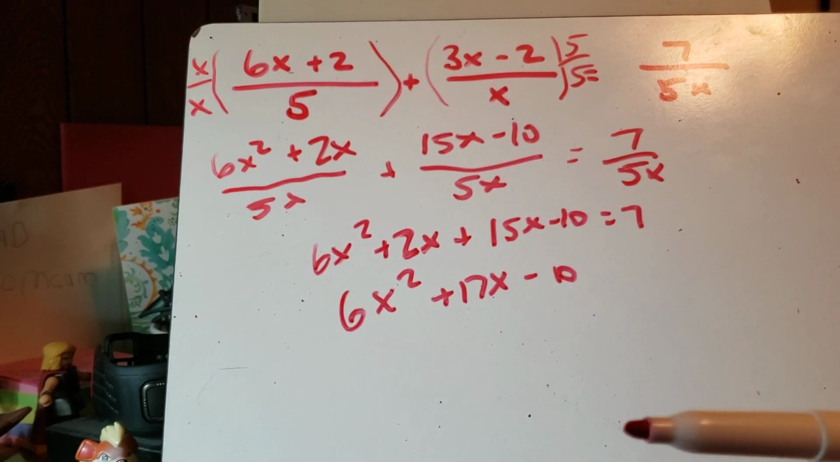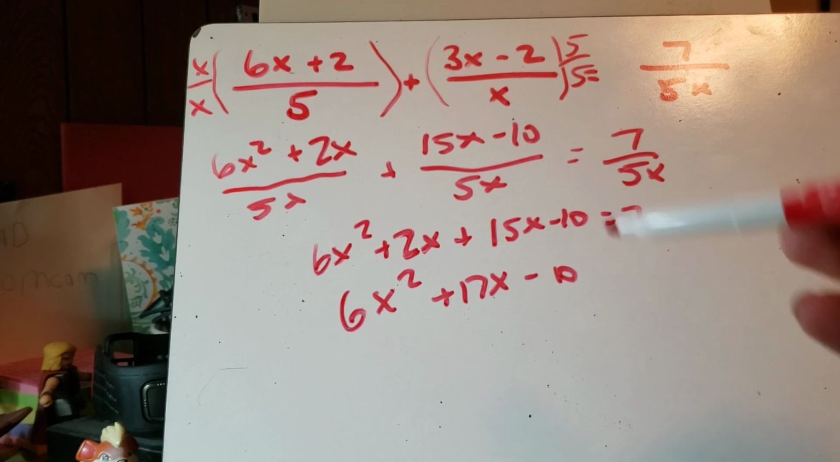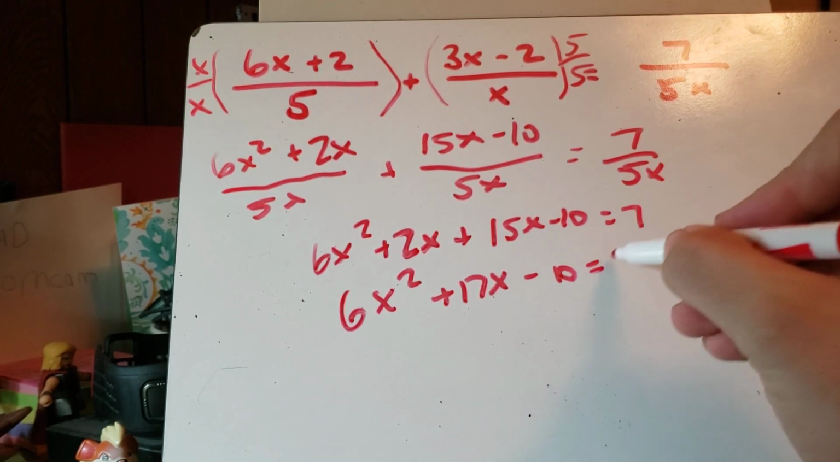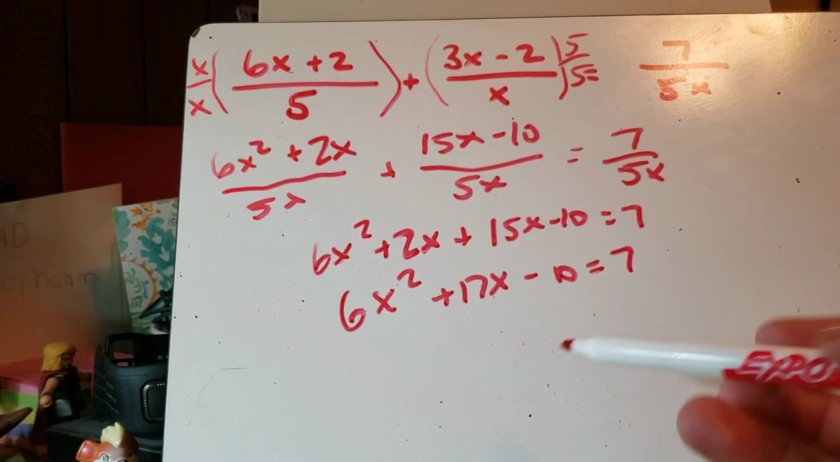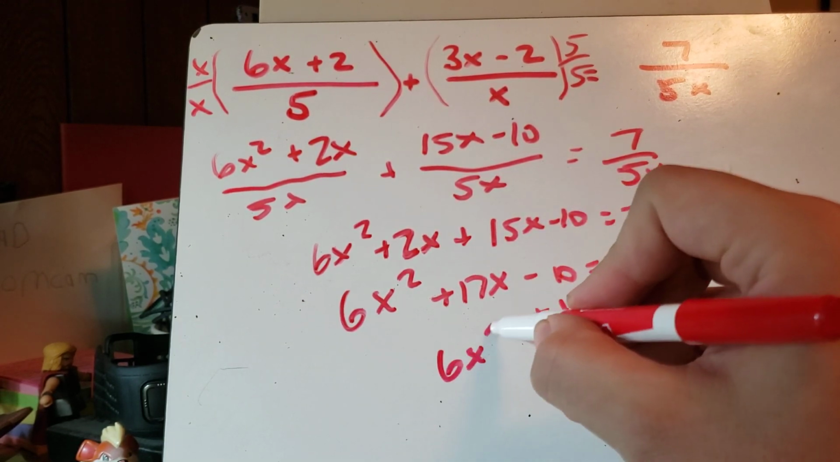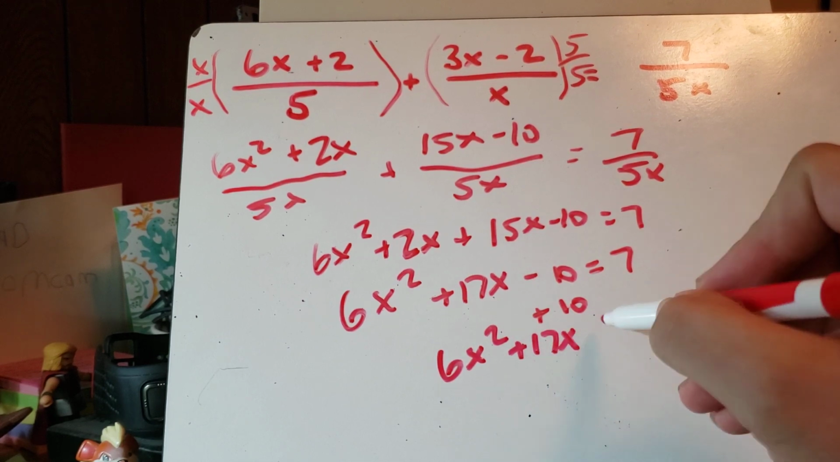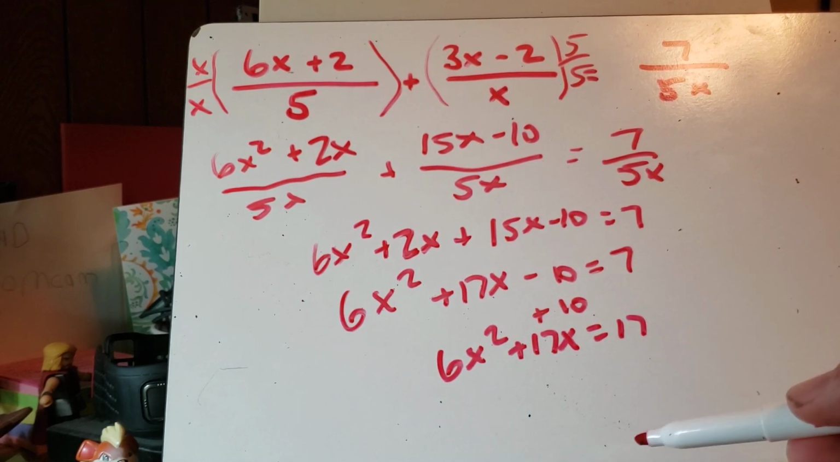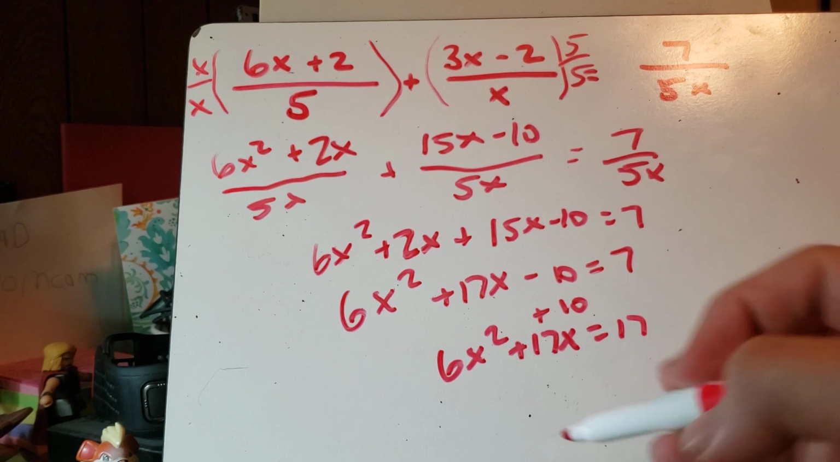And then it's going to get a little bit more complicated. So the first thing we're going to do is add the 10 over. Get 6x squared plus 17x is equal to 17. Then we're going to... Oh, you know what I did? I made a bad example, friends. All right, I've created a quadratic.